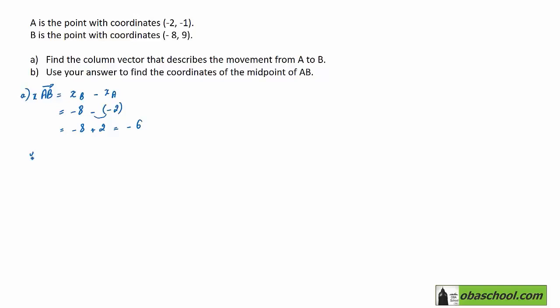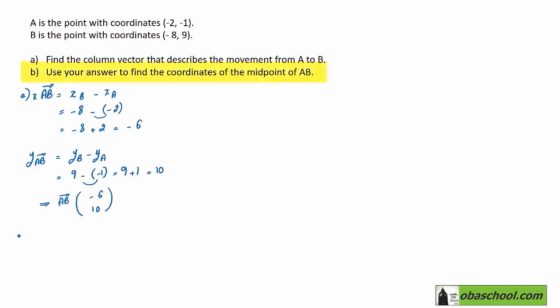Now let's do the same procedure for the y component of vector AB, and that would be 9, which is the y of B, and -1, the y of A. Substitute them. 9 minus -1, and that would be 9 plus 1, minus times minus is plus, and so the y component of vector AB is equal to 10. So the components are -6 and 10.